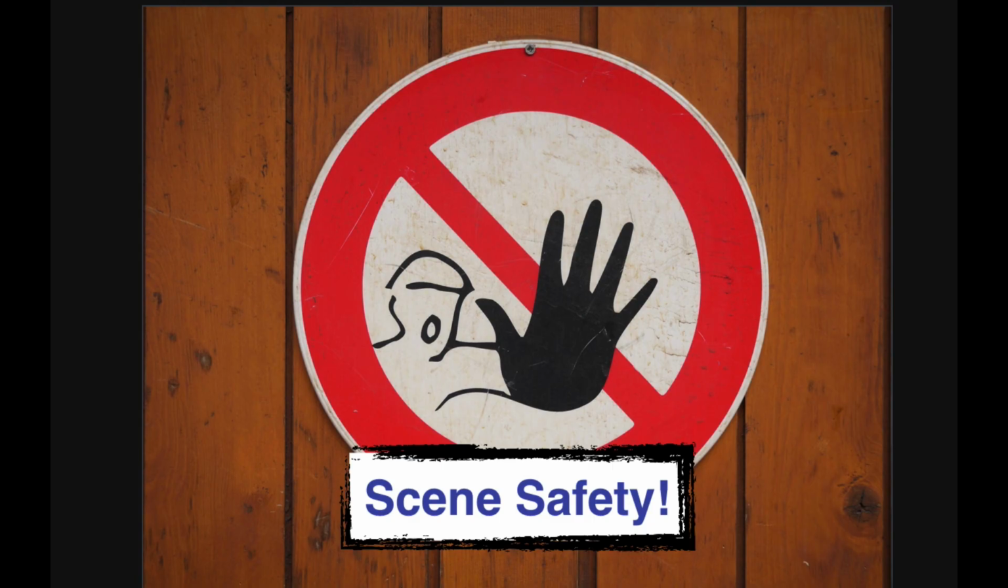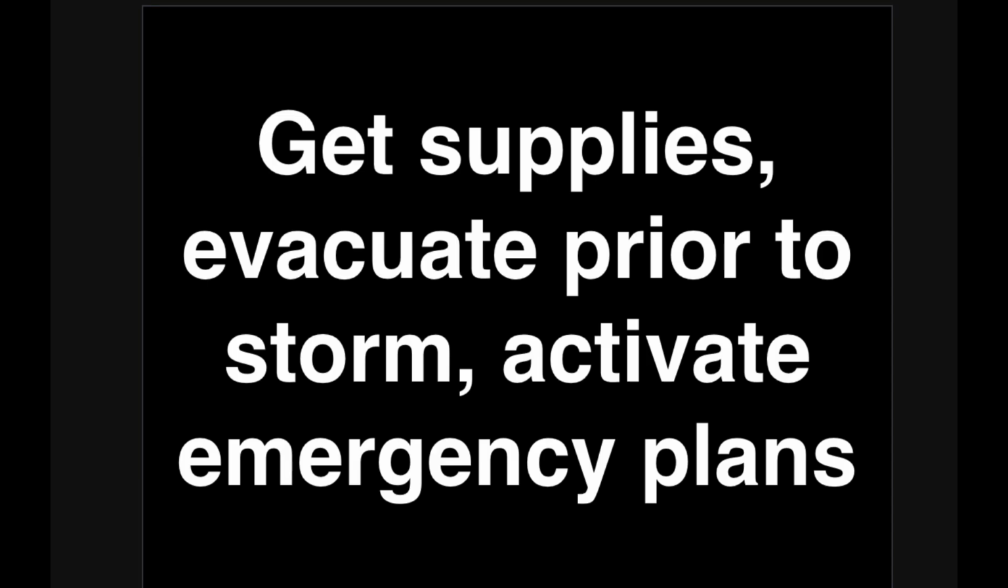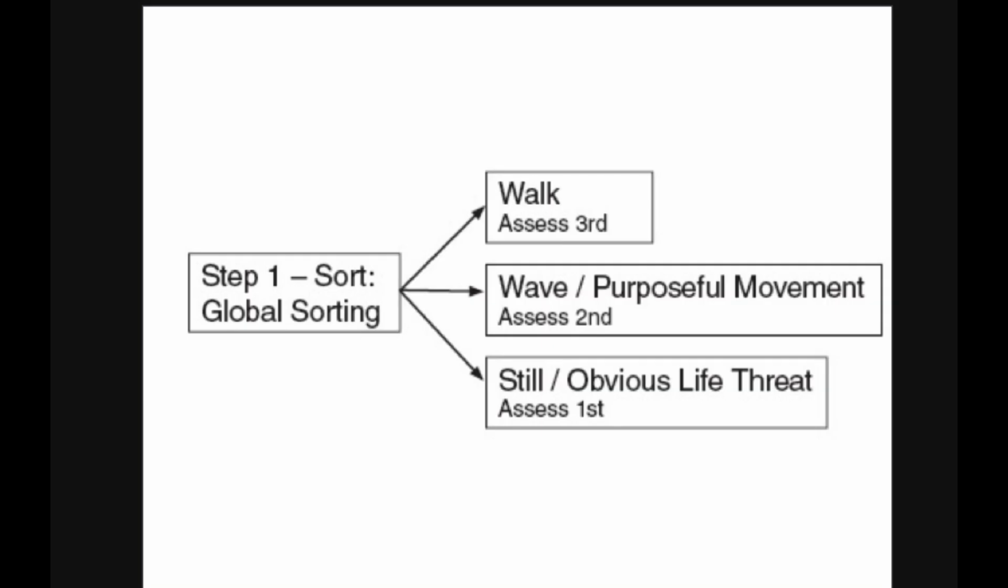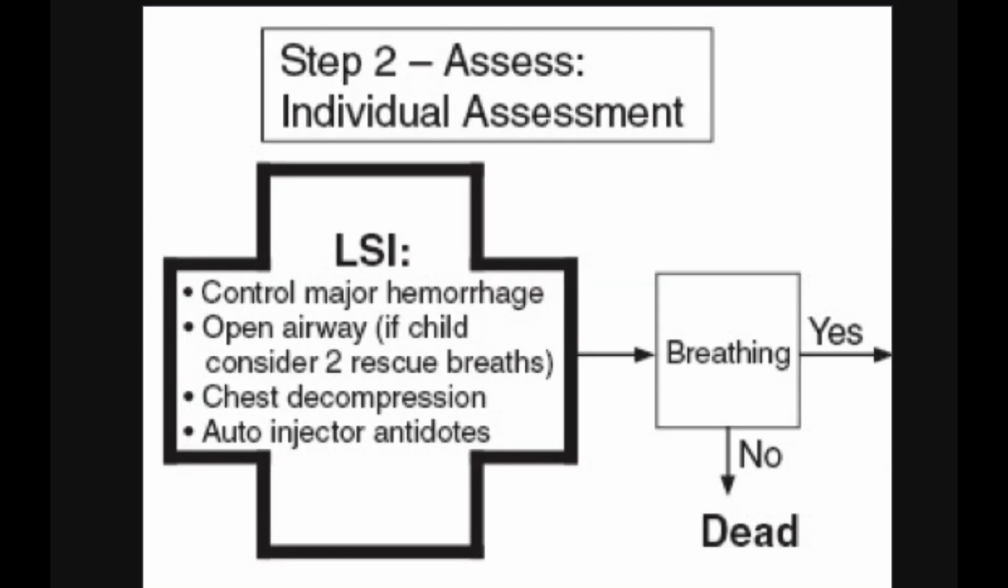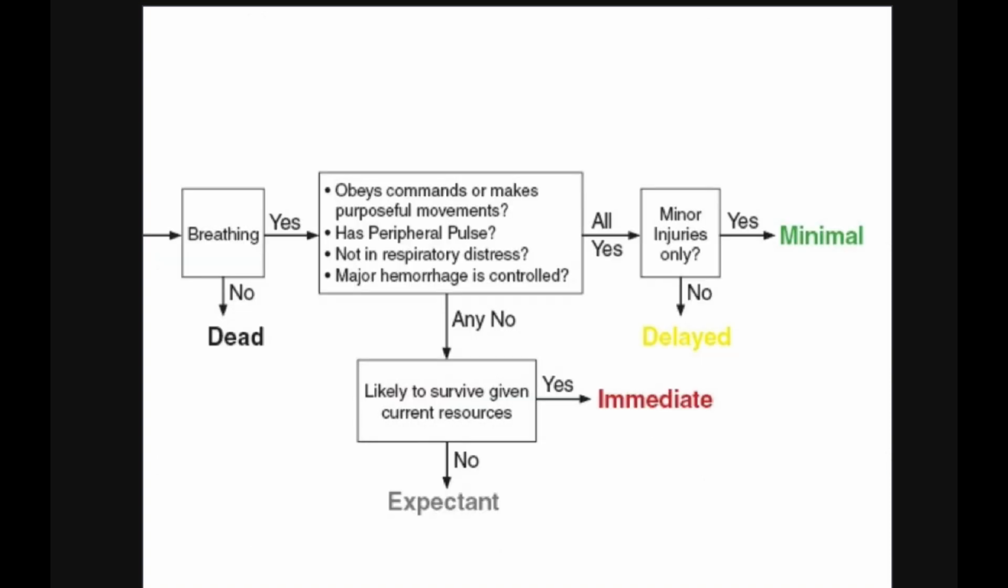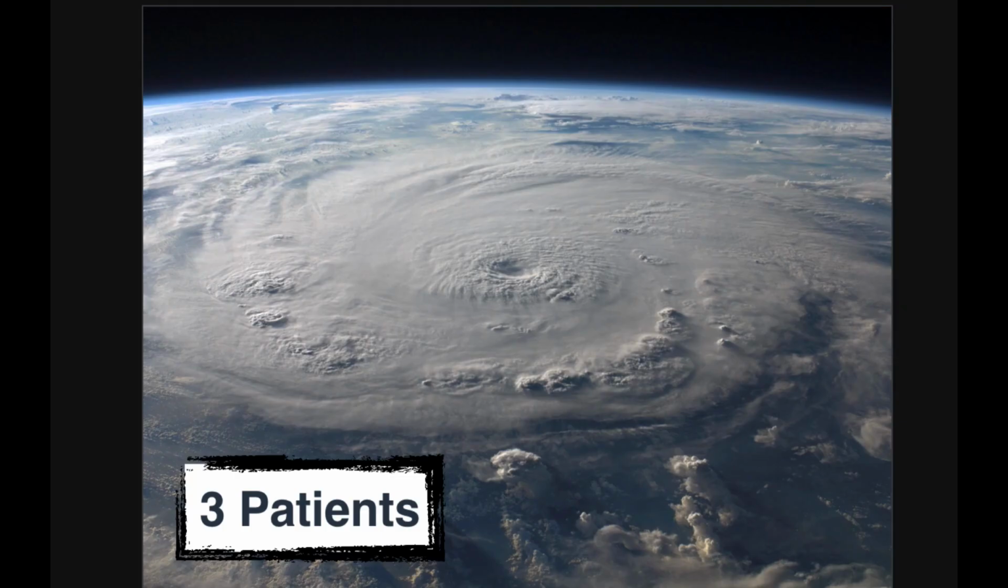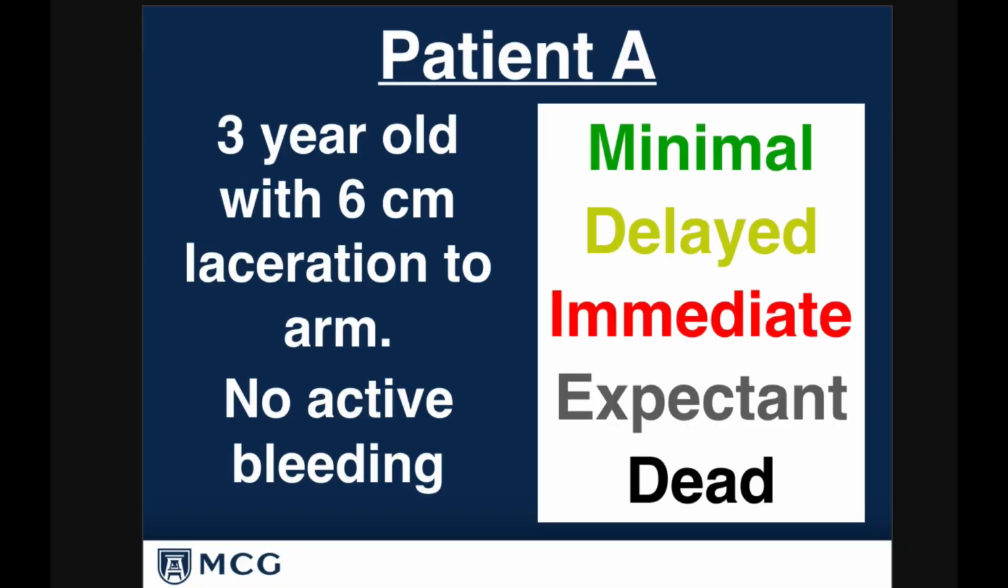So even though this is a bigger disaster, it's a little bit harder to wrap your head around how you get safe in a hurricane, making sure that things are all right. So get supplies, evacuate people prior to the storm even getting there is absolutely key, and activate emergency plans, right? So remember, sort, the walk, the wave, the still, life-saving fixes, and then zoom out, okay? So we got 3 more patients. Got a 3-year-old with a 6-centimeter laceration on the arm, no active bleeding.